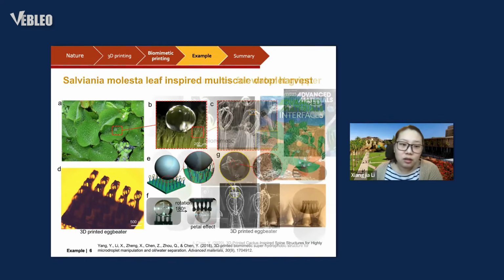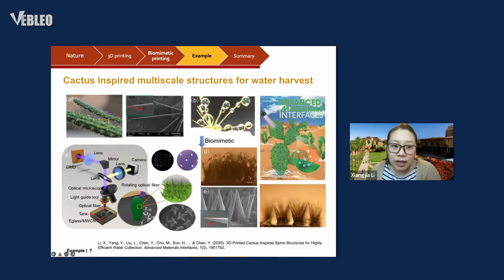Now there is another research in our lab. It's related to the cactus-inspired multi-scale structure for water harvesting. So we know that the cactus can live in harsh environments, especially in Arizona, in the desert. And the cactus can survive because it has unique multi-branched spines, so it can collect the water due to the special very sharp tip.